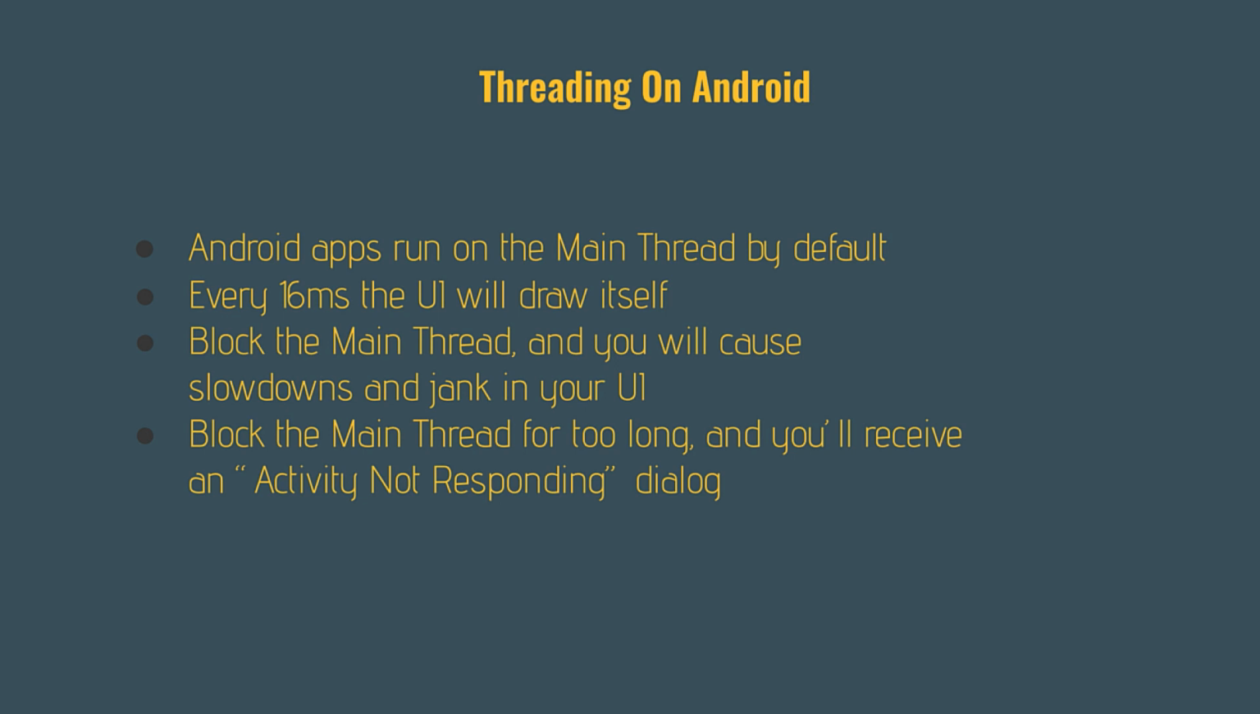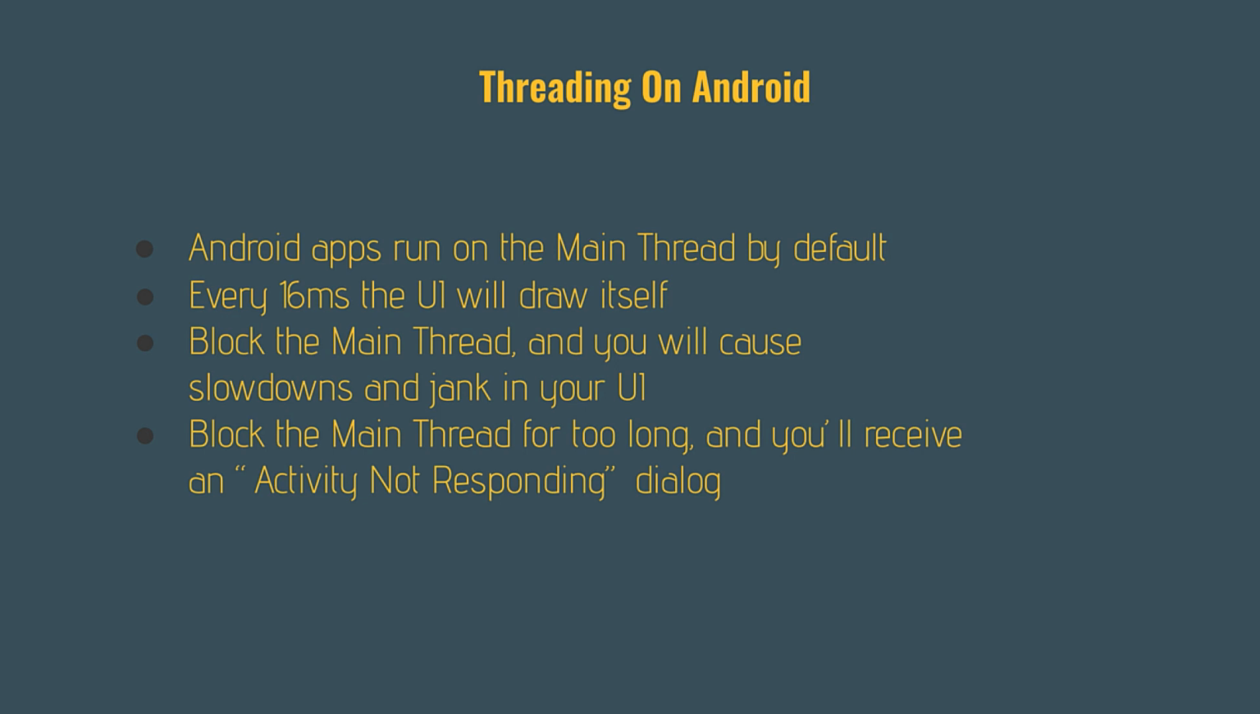To help ensure performance and smooth UI, that main thread is going to draw that UI every 16 milliseconds if it can. This means that we have to do all of our work, all of the responding to any type of event, click, interface, loading data, we need to make sure that every 16 milliseconds our work is done so the main thread is free to draw the UI. If we block the main thread, we will cause slowdowns in our app and jank in our UI. You might see stutters. You might see the UI completely freeze.